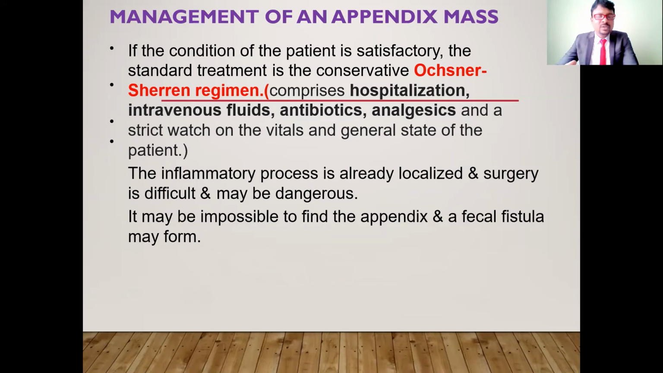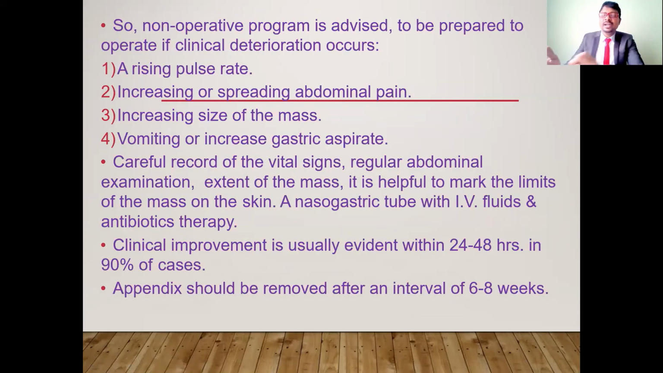It may be impossible to find the appendix, or there may be a fecal fistula. So sometimes, if there is an abnormality in the appendix, it's not possible to do the surgical procedures. A non-operative program is advised, to be prepared to operate if clinical deterioration occurs. In this condition, if there is a rising pulse rate, increasing and spreading abdominal pain, increasing size of the mass, vomiting or increasing gastric aspirates, if the patient complains of all these things, then immediately we are going to do the surgical procedures.